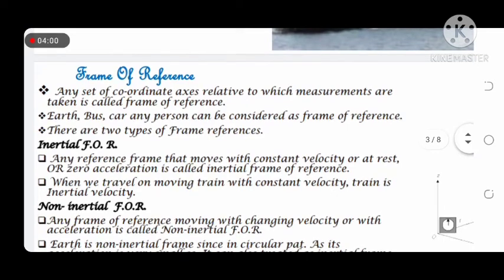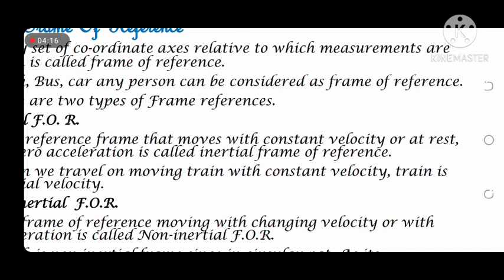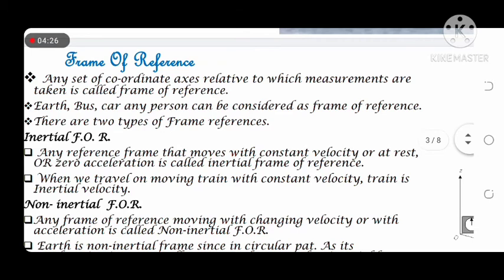Frame of reference has two types: the inertial frame of reference and the non-inertial frame of reference. The inertial frame of reference: any frame of reference that is at rest or moves with a uniform velocity. In other words, any frame of reference, any body having zero acceleration is called inertial frame of reference.